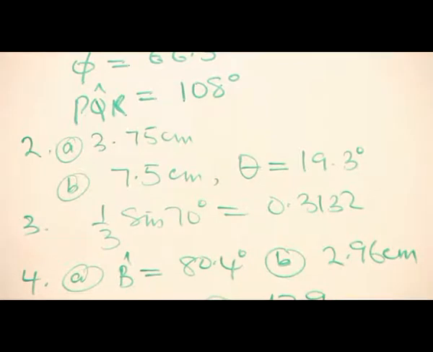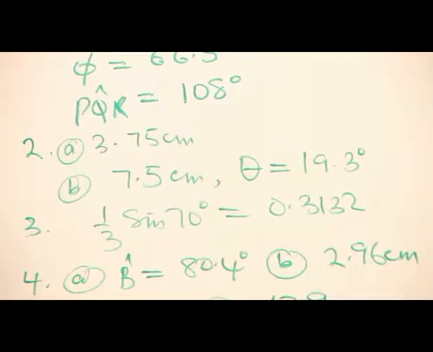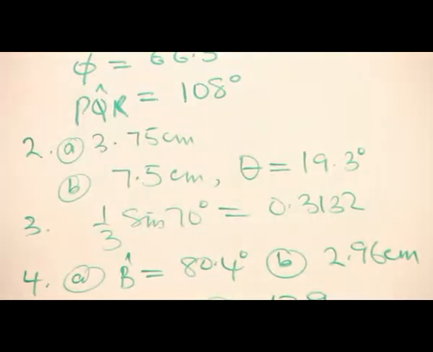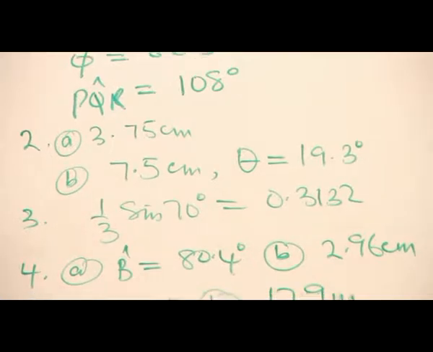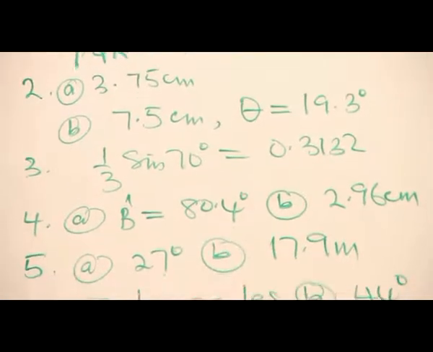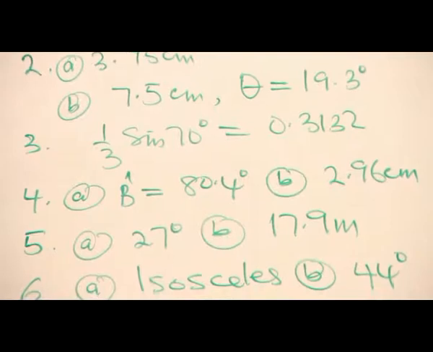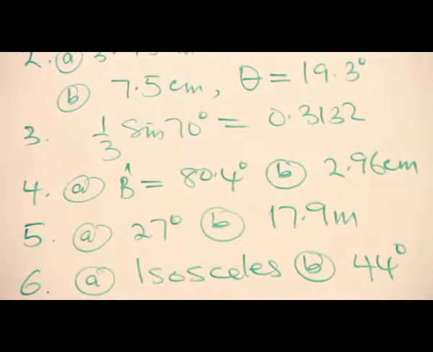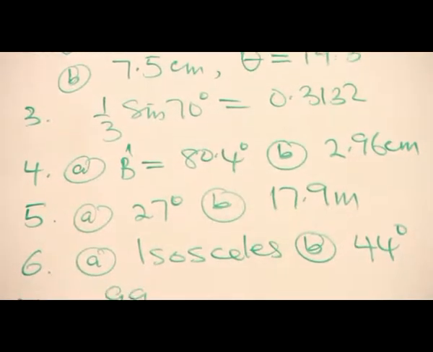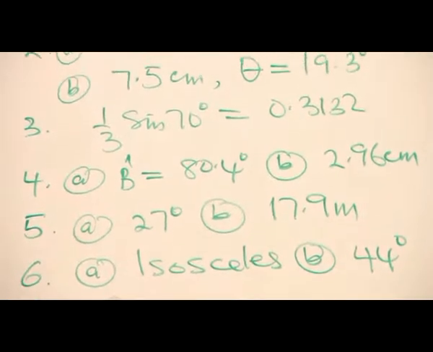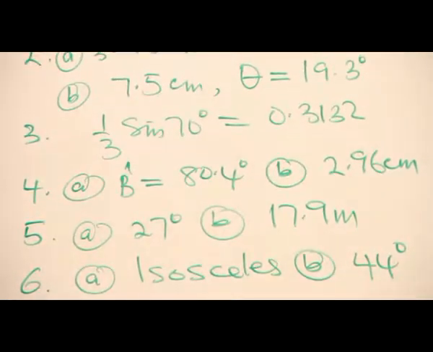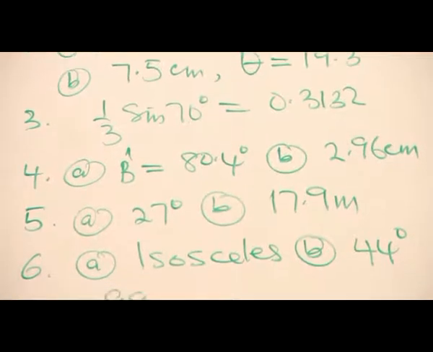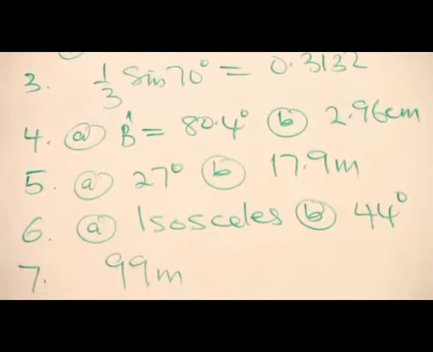Number 3, 1/3 and 70 degrees, which translates to 0.3132 from your calculator or your 4-figure table. Question number 4, A, angle B is 80.4 degrees and B is 2.96 centimeters. Question number 5, A is 27 degrees, B is 17.9 meters. Number 6, the triangle is isosceles, that's A, and B is 44 degrees.